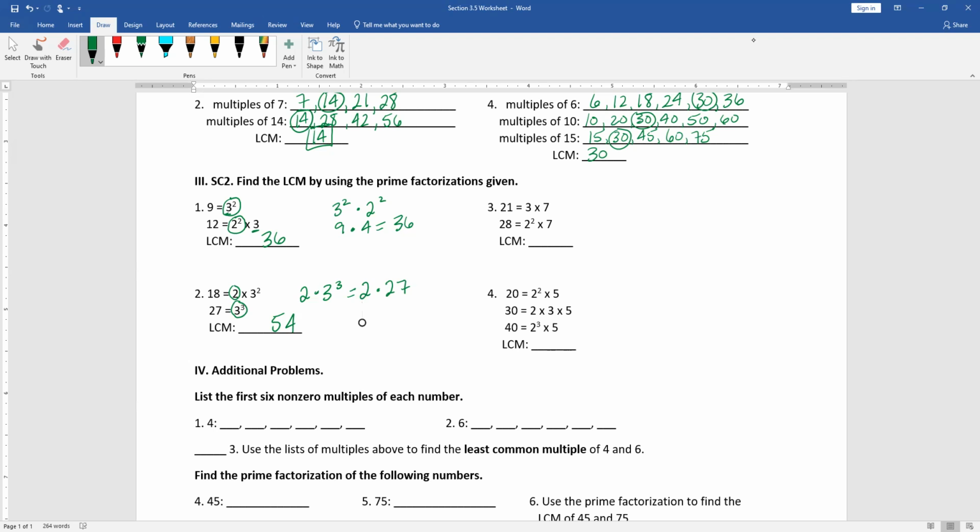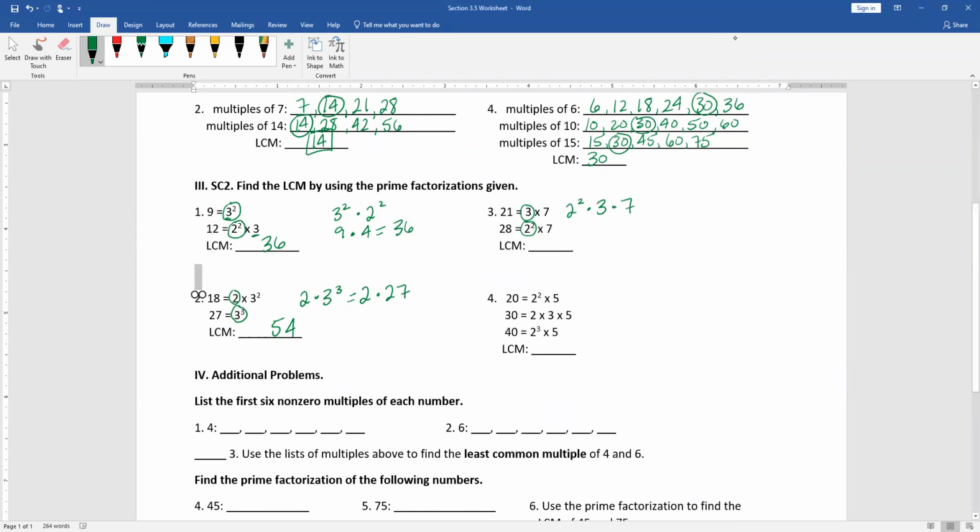All right, on to number 3. Number 3 has 21, which has a 3. There's not a 3 in 28, so we're going to include that one. They both have a base 7 with no exponent, so we have to include that. And then 28 has this 2 squared, so we also have to include that in our final least common multiple. That simplifies to 2 squared, which is 4. 4 times 3 is 12, and 12 times 7 is 84. So 84 is the smallest number that both 21 and 28 will divide evenly into.